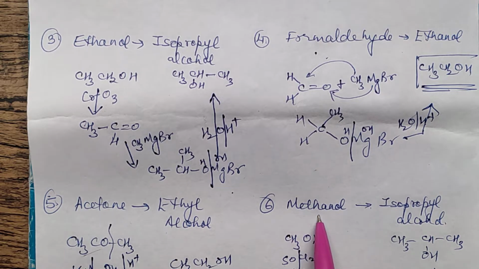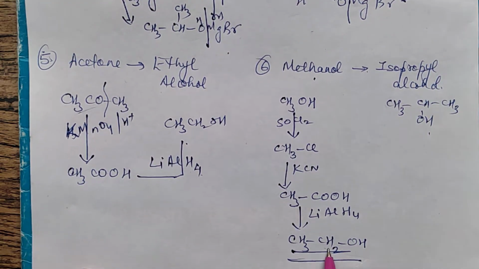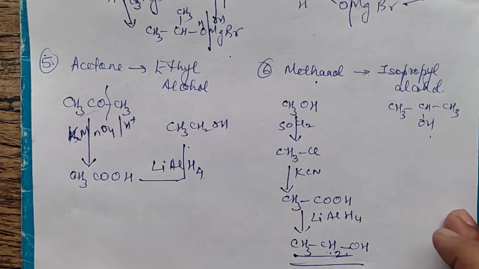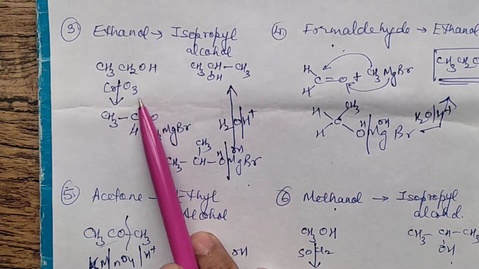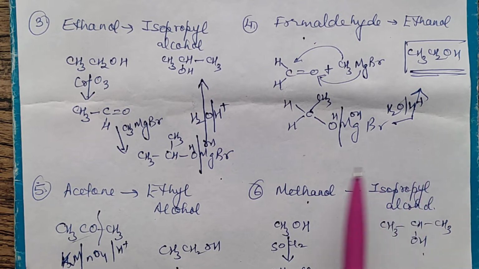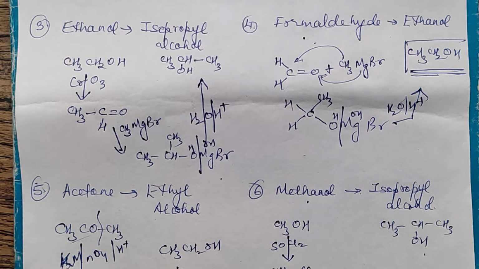First, from methanol you prepare ethyl alcohol by this method. After you get ethyl alcohol, you can follow this technique. That is, ethyl alcohol is oxidized to form aldehyde. Then on aldehyde add Grignard reagent, you will get isopropyl. So I hope this method is also clear.